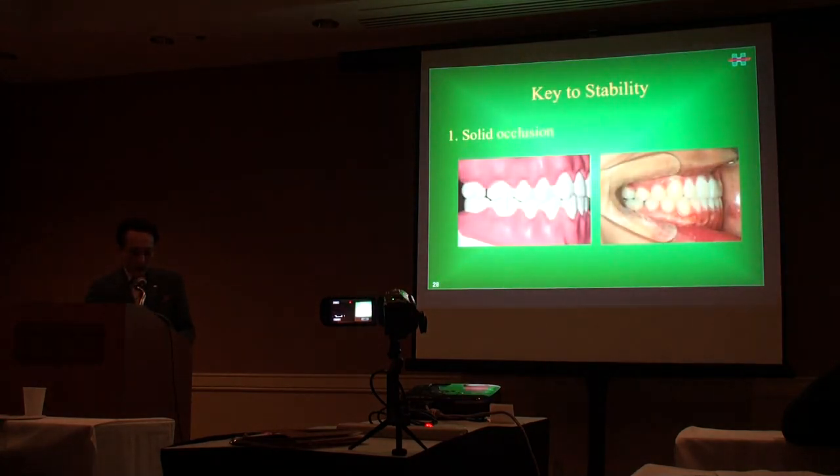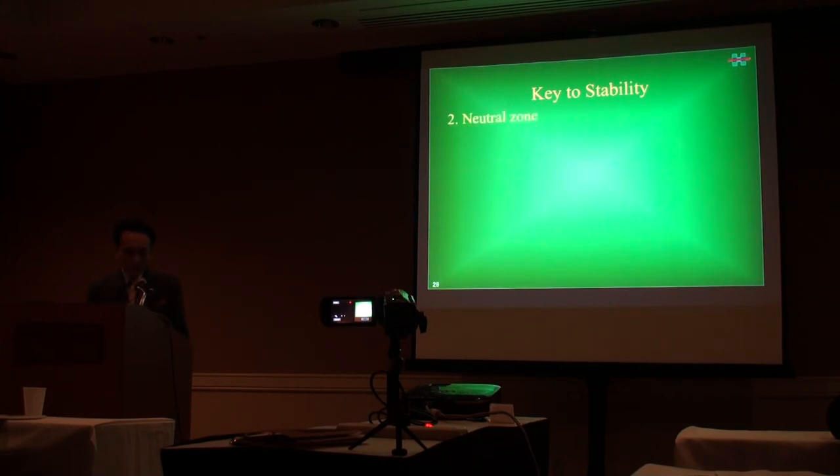I think there are 2 keys to stability. First of all, it is solid occlusion. But solid occlusion was not obtained right after debonding. Solid occlusion is produced by the denture recovery in the retention period. Second key is the neutral zone.